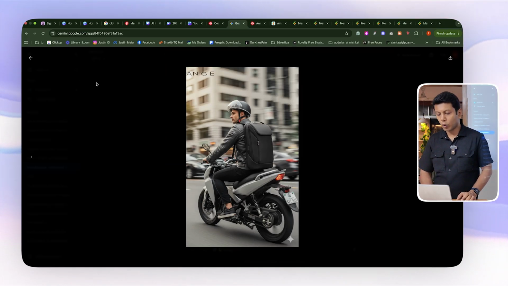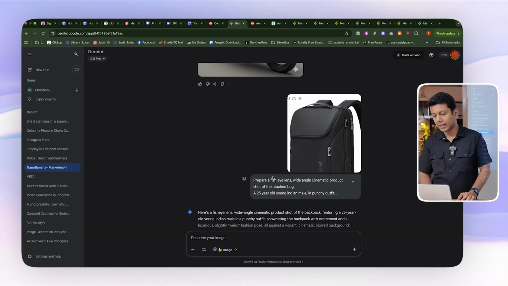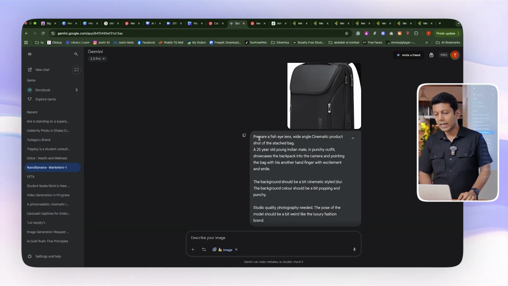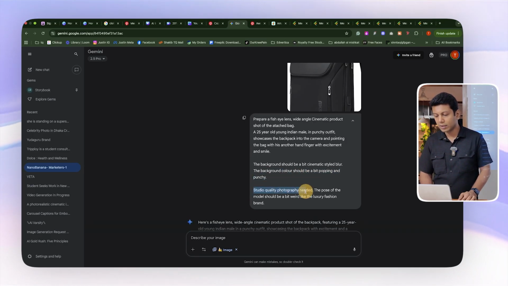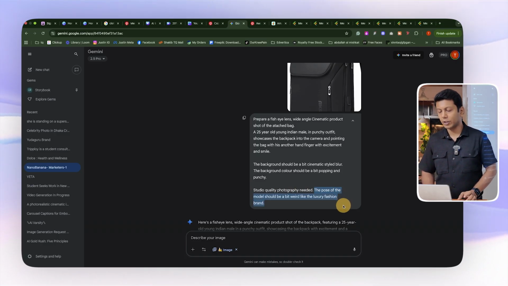Now let's play a little bit more with this. So I put this image in again and gave it another prompt. Prepare a fisheye lens, wide cinematic product shot of the attached bag. A 25-year-old Indian male in a punchy outfit showcases the backpack to the camera and points at the bag with his other hand with excitement and a smile. The background should be a bit cinematic style blur. The background color should be a bit popping and punchy. Studio quality photography needed. The pose of the model should be a bit weird, like a luxury fashion brand.